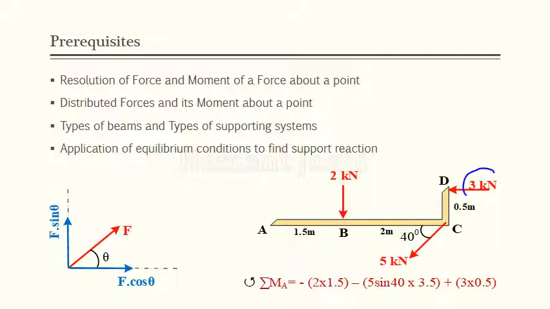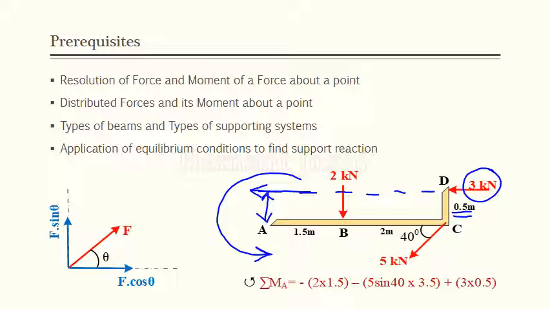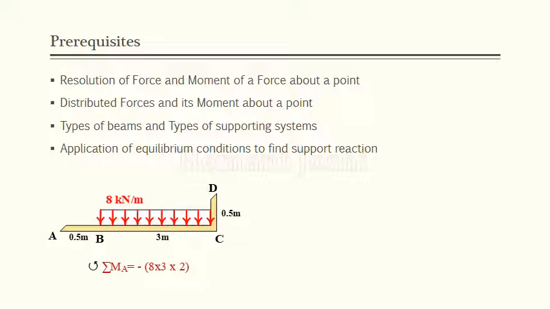Next force is 3 kN. It is horizontal. So whenever the force is horizontal, I need the vertical distance as the perpendicular distance to take the moment, and that vertical distance is 0.5. Observe that the moment created is anticlockwise because the arrow of the force is leftward. So this arrow will create an anticlockwise moment about point A. So the moment of that force is 3 into 0.5. The answer is positive because it is anticlockwise. So 3 into 0.5 is the moment. Let's move ahead.